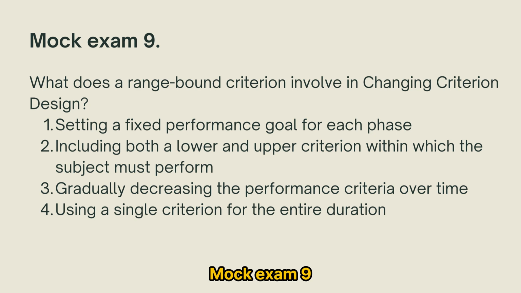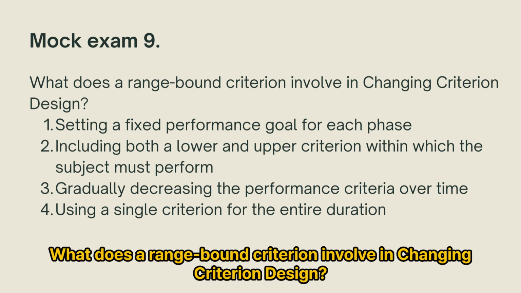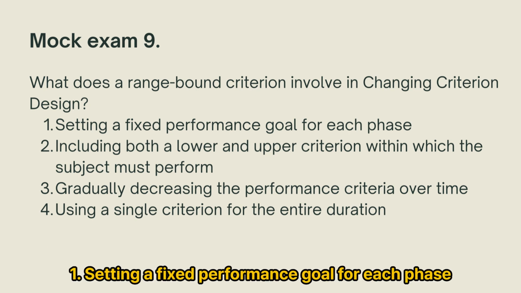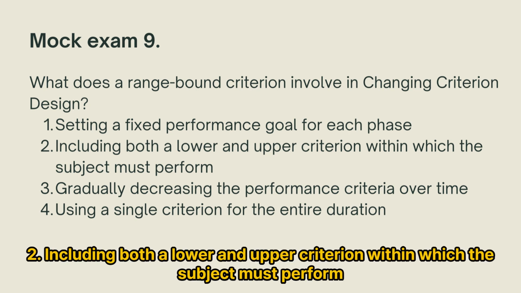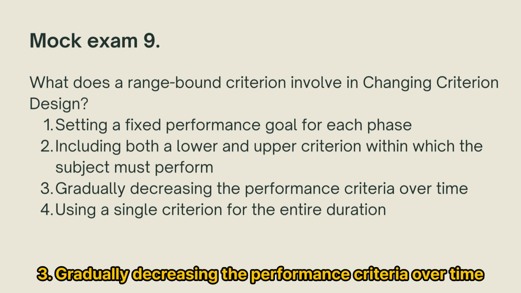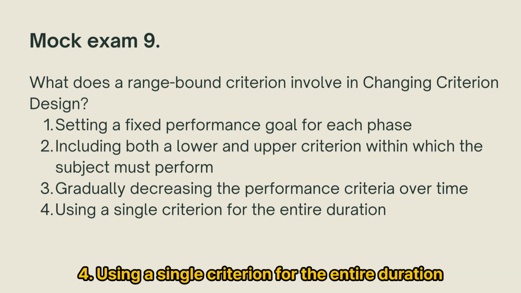Mock Exam 9. What does a range-bound criterion involve in changing criterion design? 1. Setting a fixed performance goal for each phase. 2. Including both a lower and upper criterion, within which the subject must perform. 3. Gradually decreasing the performance criteria over time. 4. Using a single criterion for the entire duration.